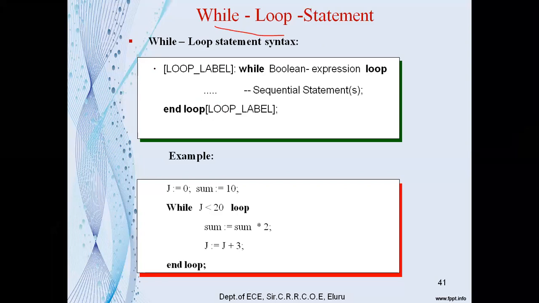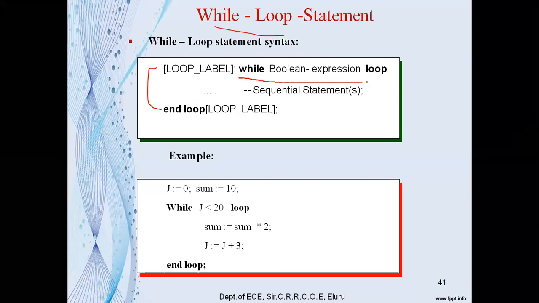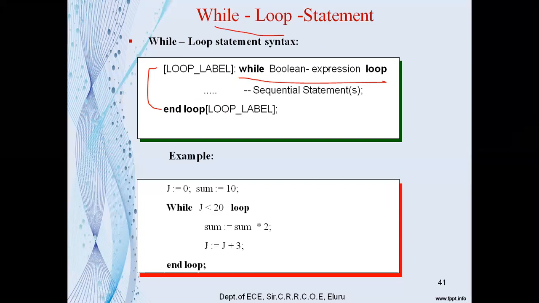The syntax is similar to that of the for loop. The only difference is that for the for loop you have for index value in range loop, whereas for the while loop you have the keyword while followed by a Boolean expression. The Boolean expression is nothing but a logical expression. Then you write the statements, and finally you end the loop with an optional loop label name. Now see the example.